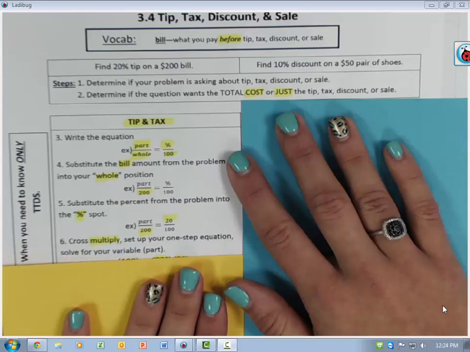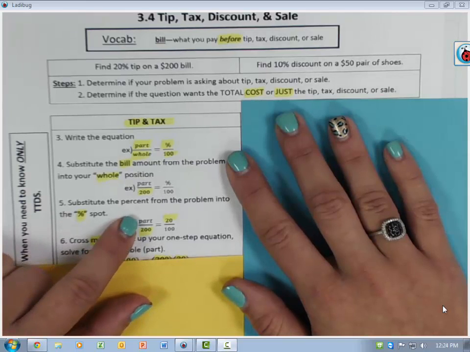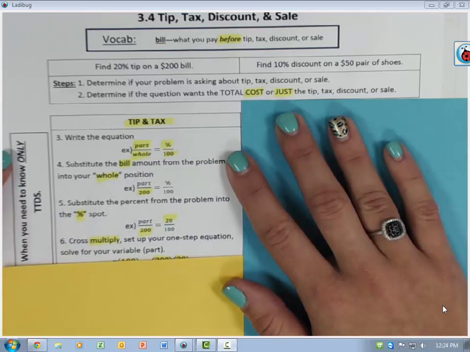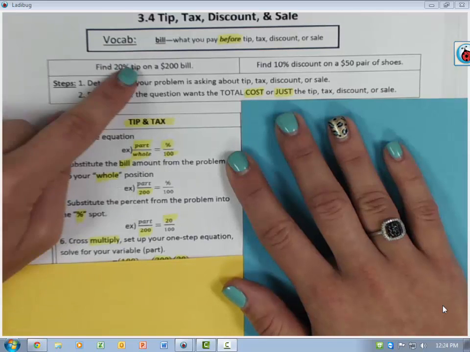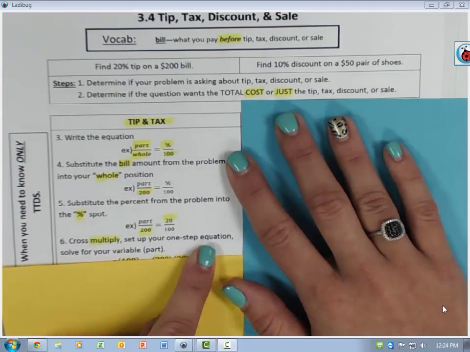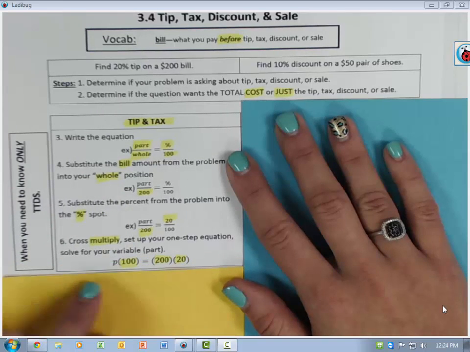Alright, your next step, we need to figure out what our part was. Our part is going to be how much did we pay in tip, right? Because we're figuring out when we only need to know, this stands for tip, tax, discount, or sale, when we only need to know one of those. Right now I only want to know how much did I tip. So you're going to cross multiply to set up your one-step equation. It's going to look like that, right?